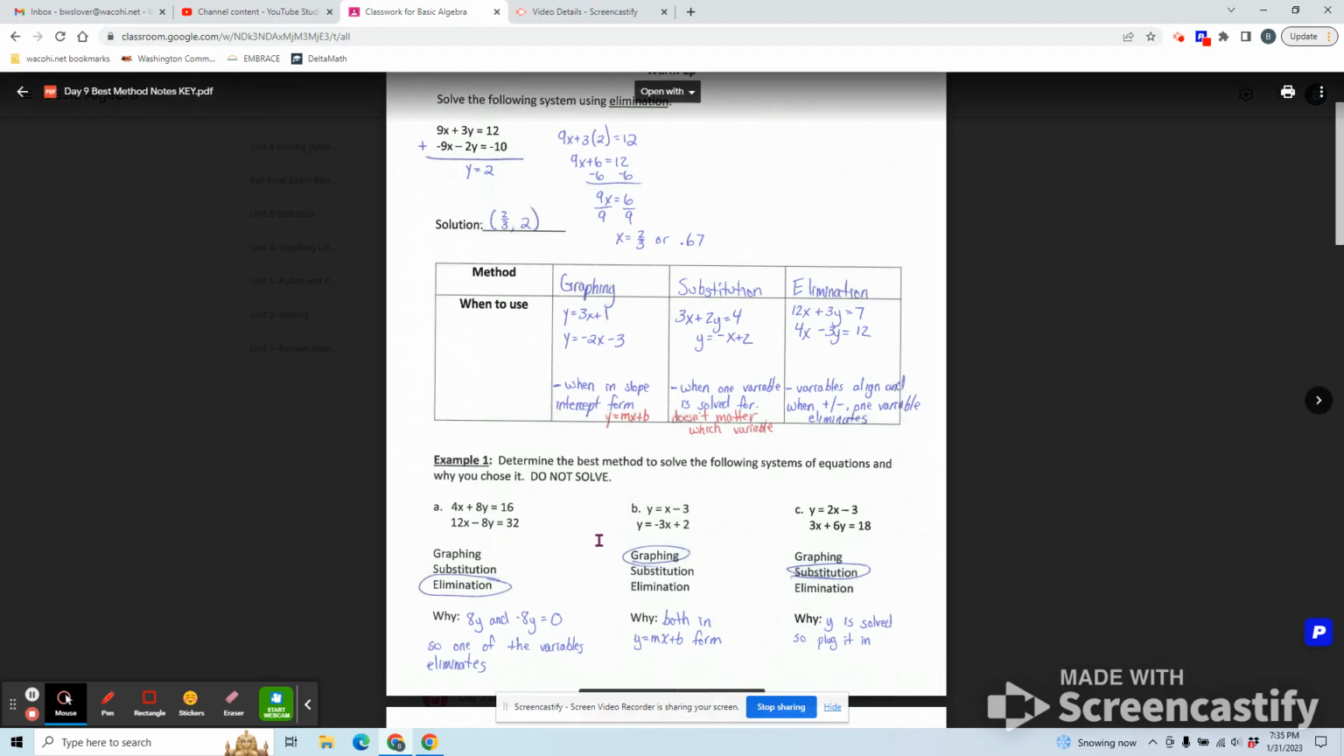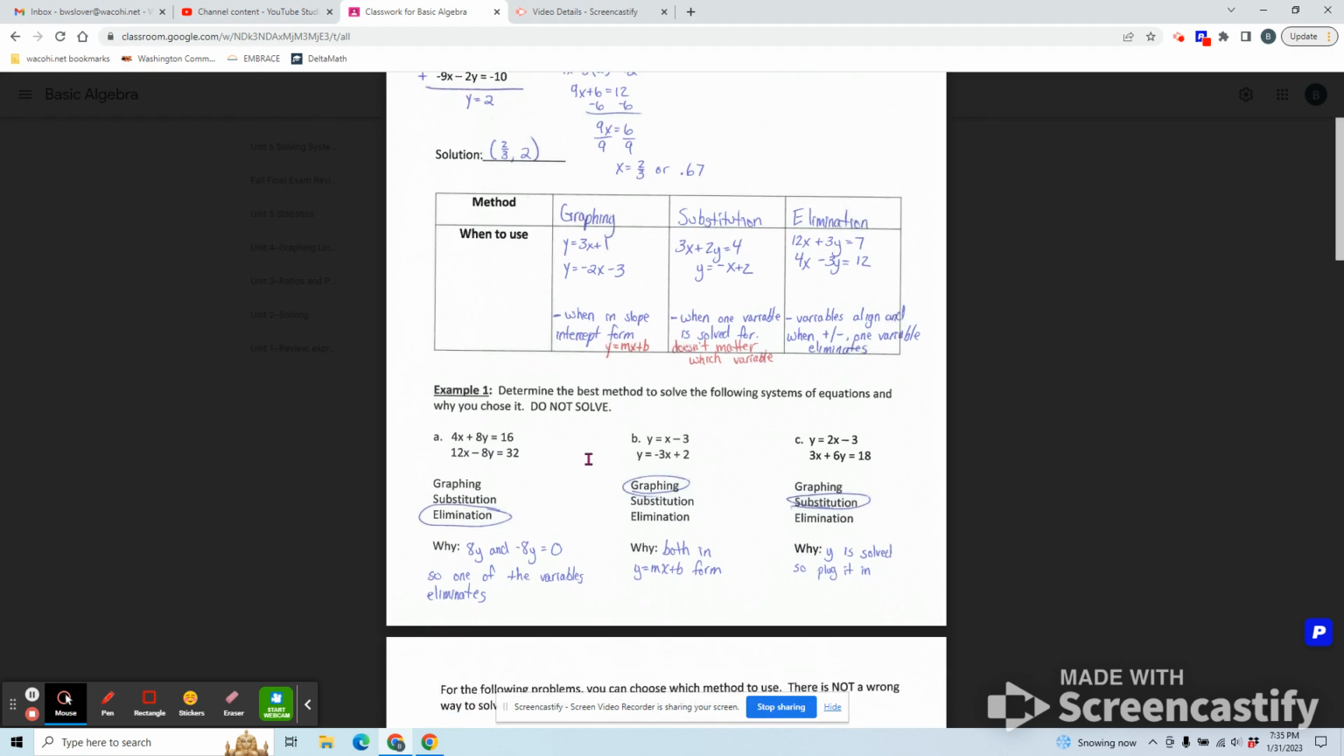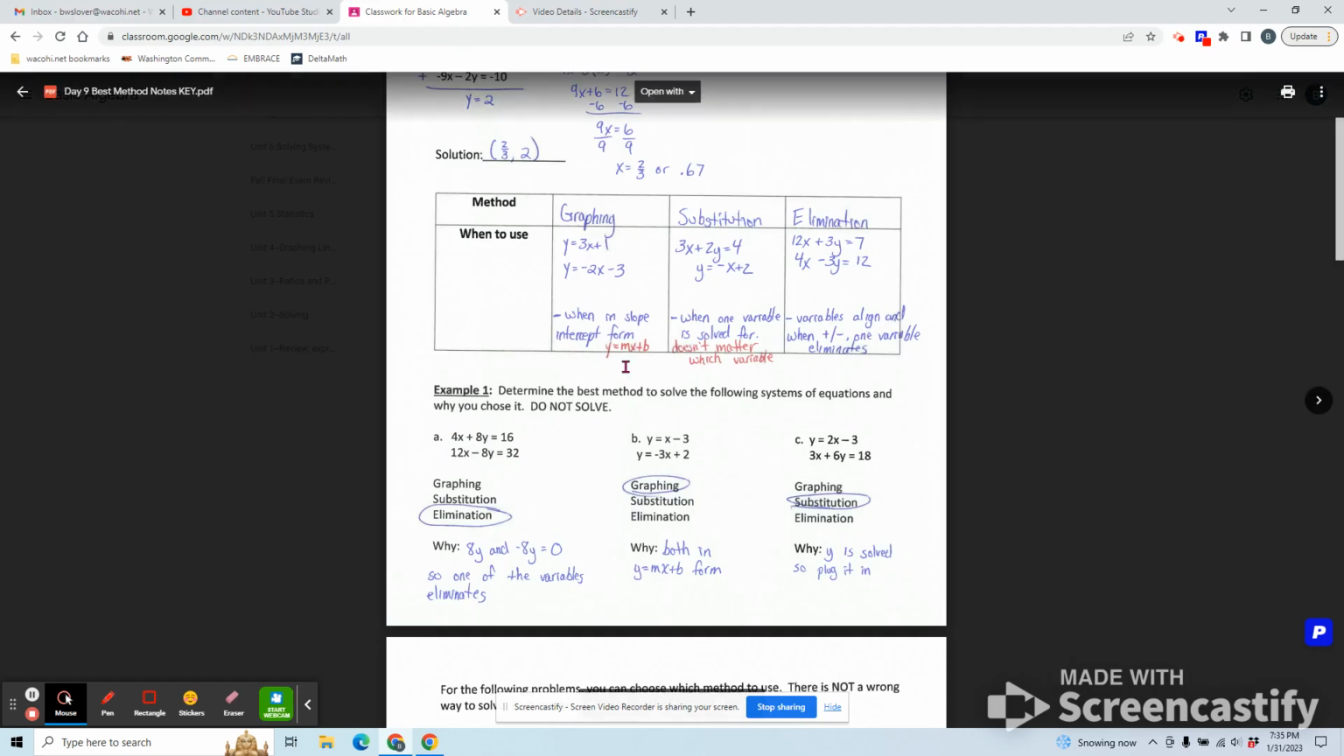We're going to do that in example 1. We're going to choose which one you think is the best method to solve. We're not actually going to solve, we're just going to choose which one and then defend it. Why did you say that? So 4x plus 8y equals 16, 12x minus 8y equals 32. Right away, I don't have it in slope-intercept form, so I'm not going to choose graphing.